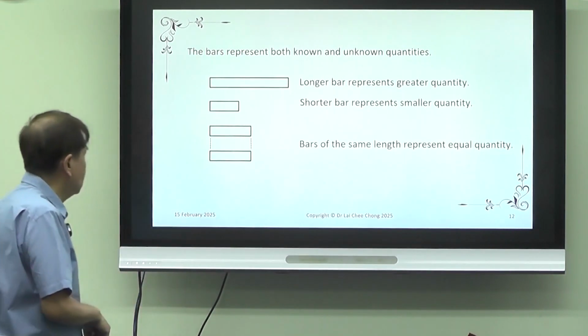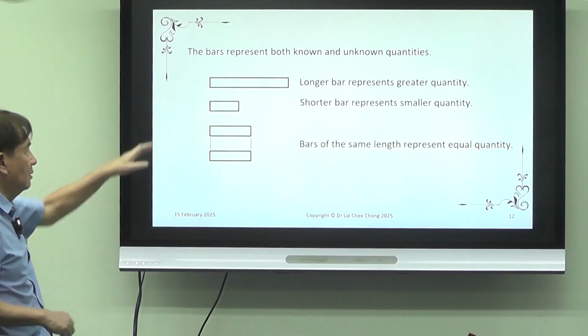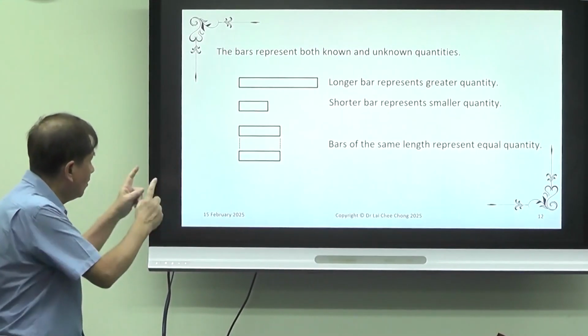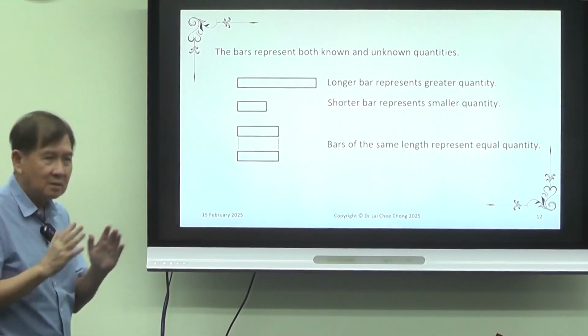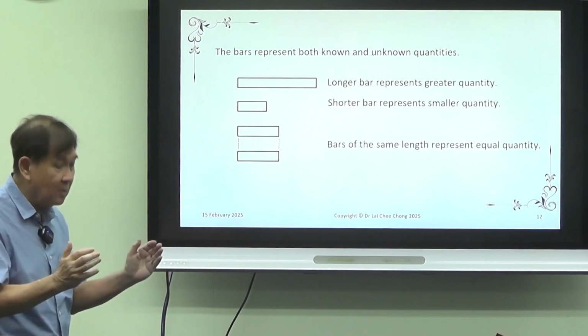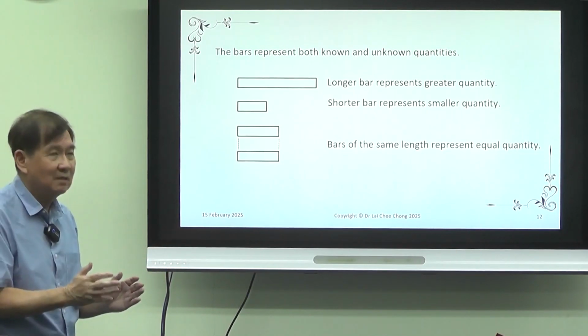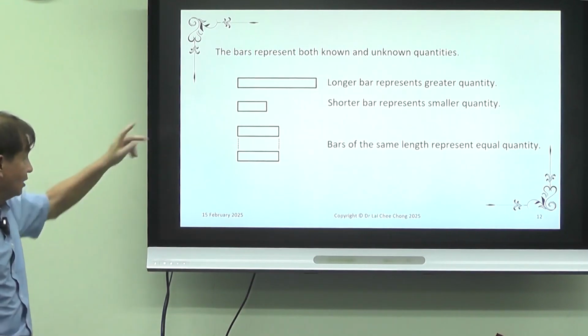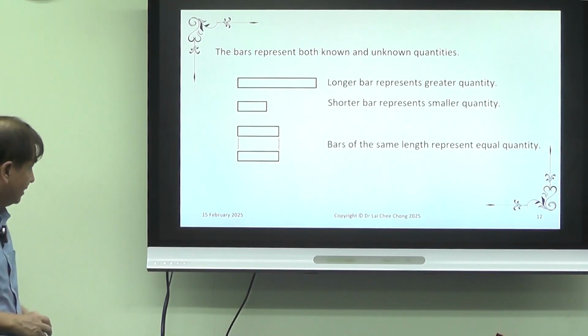So they will learn that a longer bar represents what? Greater quantity. More quantity, I will have a longer bar. A shorter one means what? Smaller quantity. So they read the size. It's very visual, right? Longer means more, shorter means less. They can see that very well. So this whole idea is that you take more and less using the length of the bar to represent it.